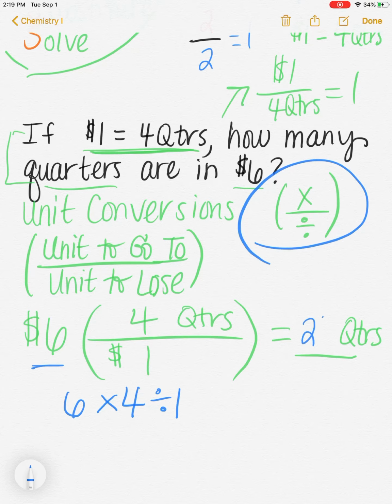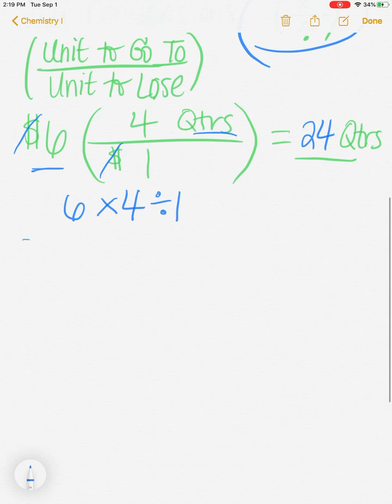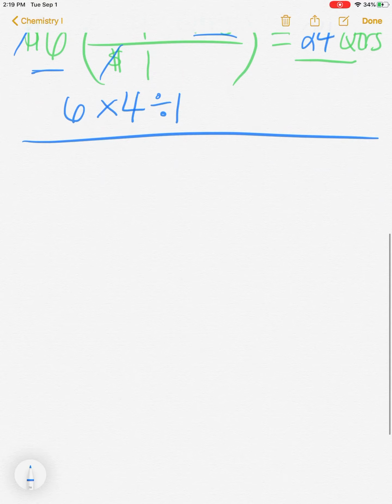That's a pretty simple problem in your head. That's going to equal 24. If you need to use your calculator to check your work, there's absolutely no shame in that. Now the logic as to how this works is that dollars will cancel out because they're on opposite sides of the fraction and you're left with quarters. All right, let's try another problem.